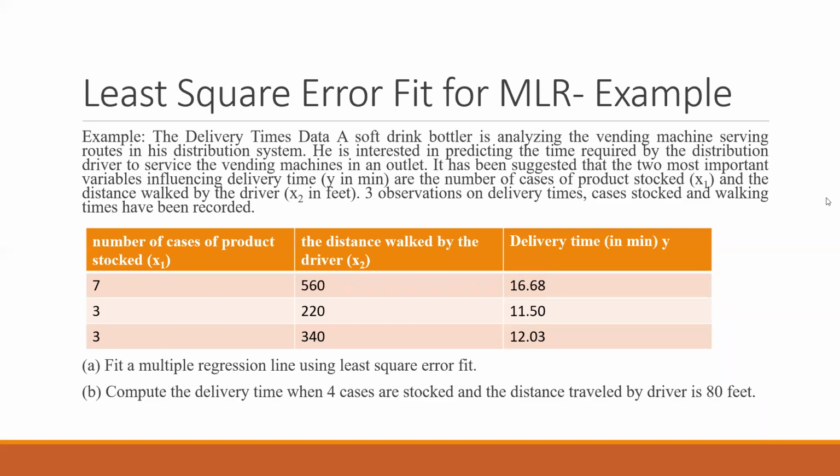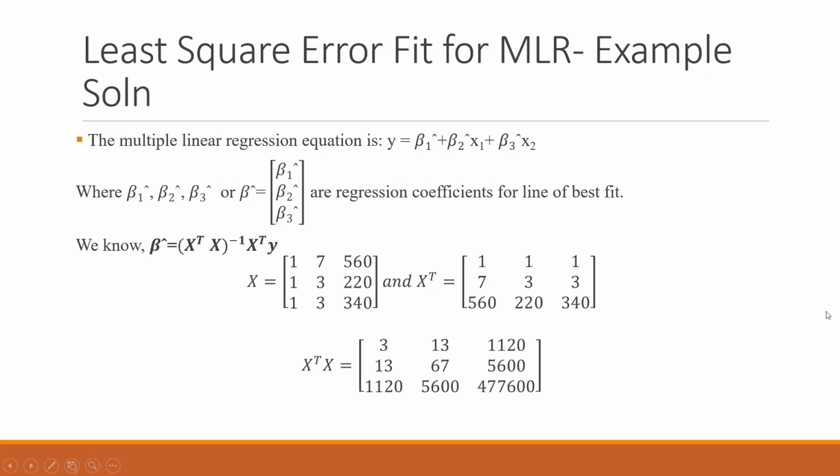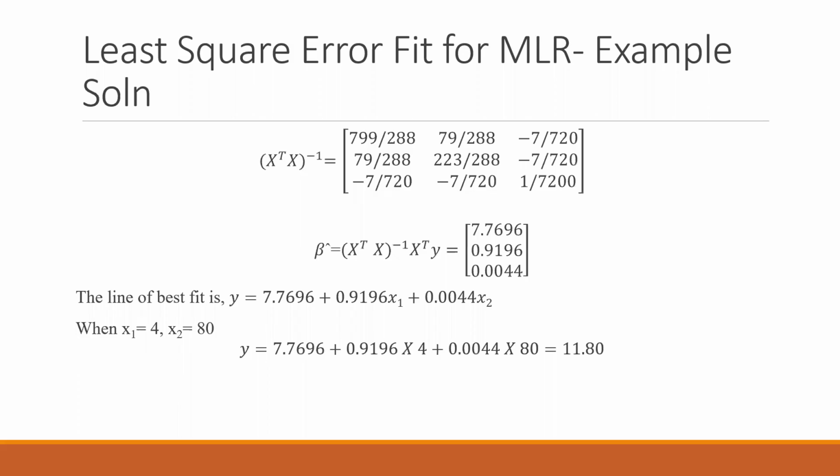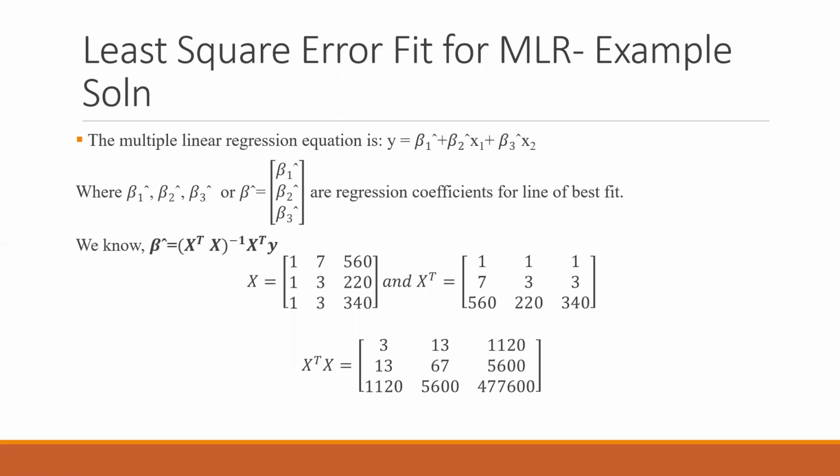Okay, so what was the result that you got? Sir, y cap is coming out to be 20357 plus 23284x1 minus 73x2. Let's see if that's the case. So our equation is this on my end: y is equal to 7.76 plus 0.91x1 plus 0.0044x2. I think you have done some mistake.